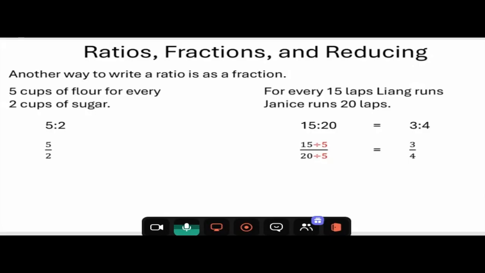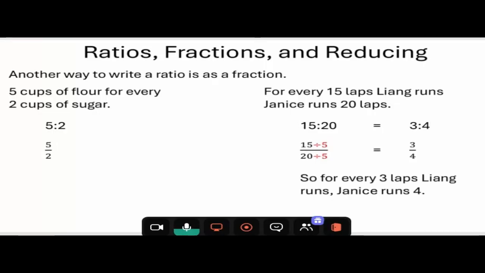And that means that the ratio 15 to 20 is also the ratio 3 to 4. So if Liang is running 15 laps for every 20 laps that Janice runs, then you could also say that Liang is running 3 laps for every 4 laps that Janice runs. It's the same ratio. And if you multiply those both by 5, you'll see that they are the same thing. Once Liang has done his 3 laps 5 times and Janice has done her 4 laps 5 times, they have done 15 and 20. Yeah, for every 3 laps Liang runs, Janice runs 4.